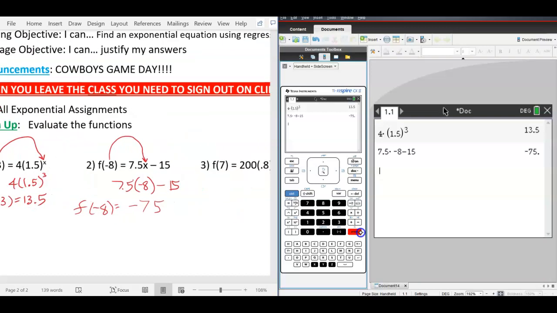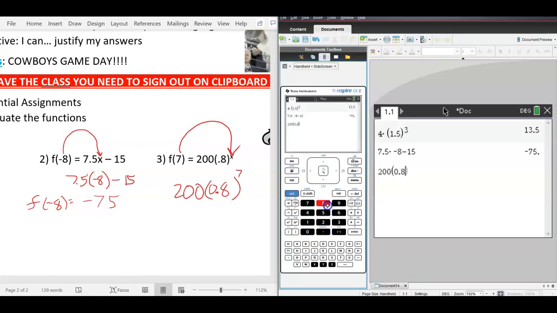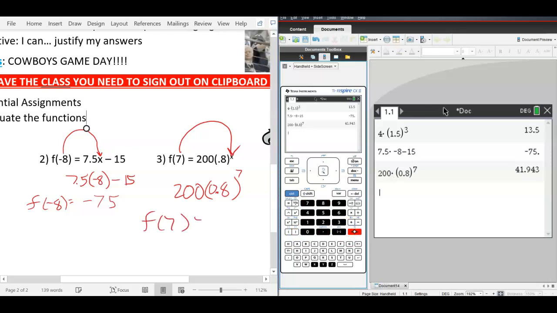All right, and once again, one last one, another exponential one, like number 1. F of 7 means that x is going to be 7. It's supposed to be 0.8, my bad. 0.8 to the power of 7. Caret 7, hit enter. F of 7 equals 41.943. You could round that if I asked you to, but I didn't ask you to.